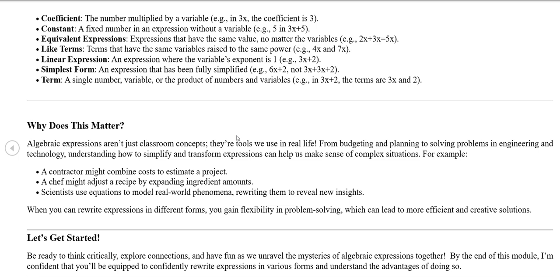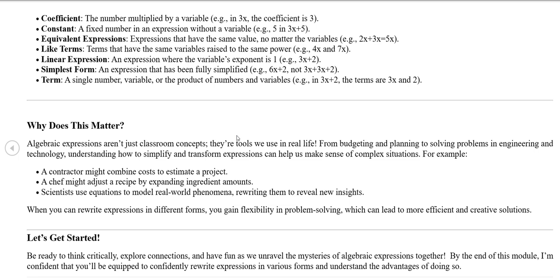They may rewrite expressions so that they can reveal different insights about the real world phenomena they're modeling. When you're able to rewrite expressions in different forms, it provides you with flexibility in your problem solving skills, and that's definitely going to help you work more efficiently. Remember, I want you to work smarter and not harder. It will also allow you to see some other creative solutions that might exist.